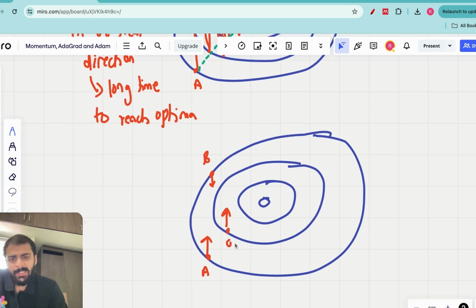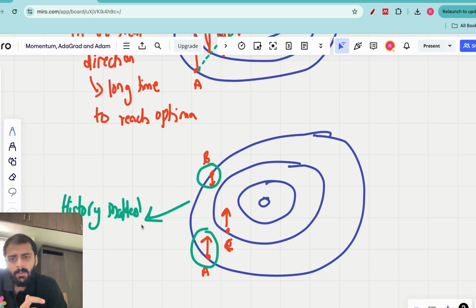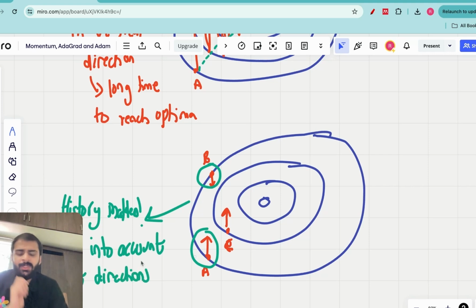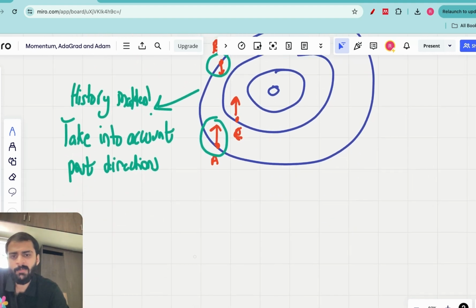Now let's say I'm at point C here, and instead of moving in the direction just given by point C, which is in the vertical direction, what if I take into account the past directions as well? So what if history matters? So if I take into account the past directions as well, here is what will happen.